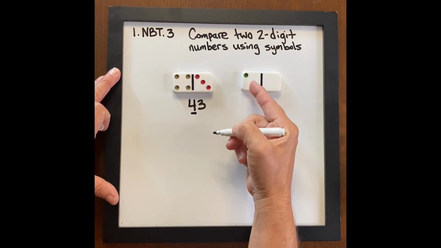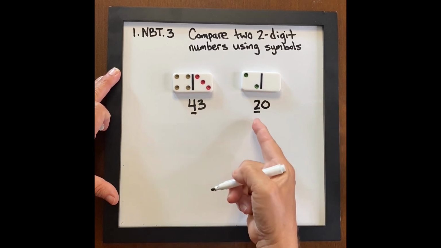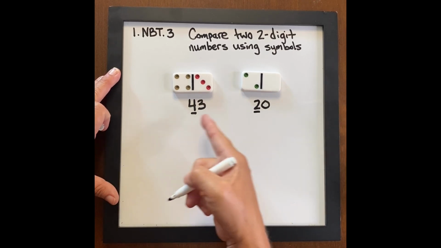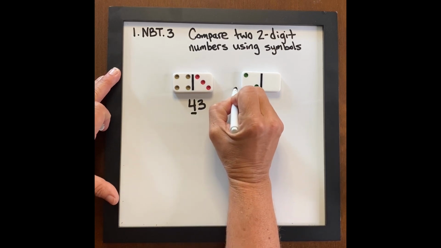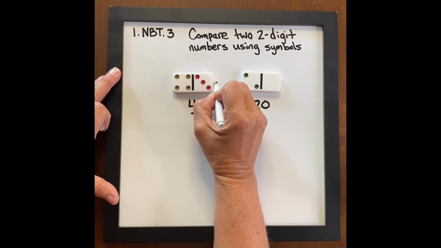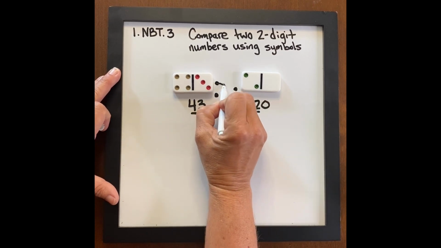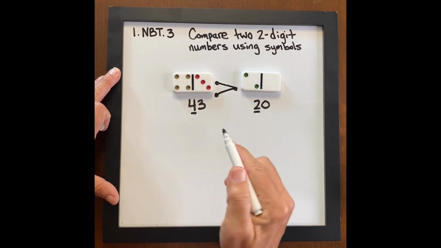It has 4 tens. 2 tens, 0 ones forms 20. 20 has 2 tens. That has less amount than 43. It is only going to get 1 dot. 43 is greater value than 20, so it receives 2 dots. Now what I just did is I gave this symbol mathematical meaning.